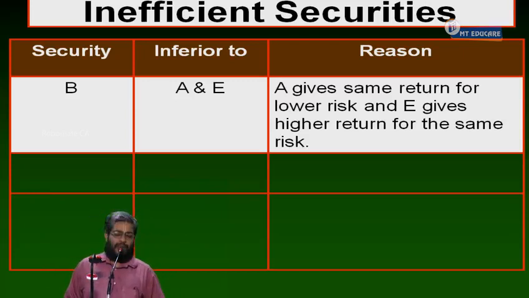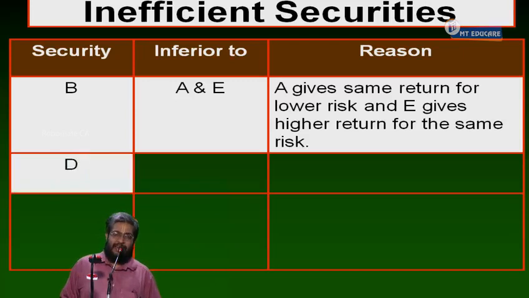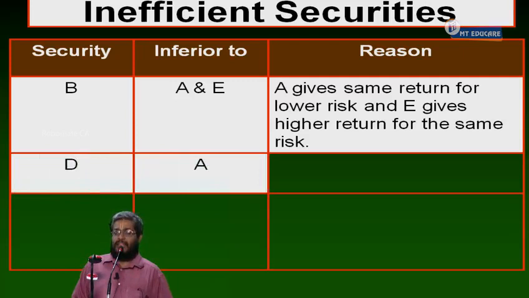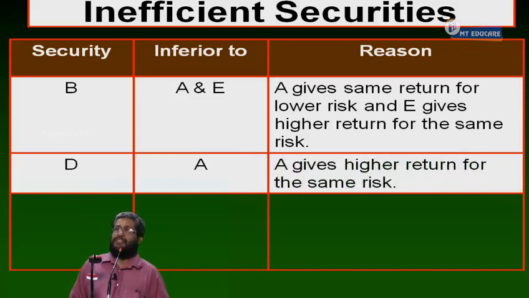Next security is what? Have you all finished writing up? Now, please write along with me. Can I proceed? Next security is what? D. Next security is D. D is inferior to A. Why is D inferior to A? A gives higher return for same risk.